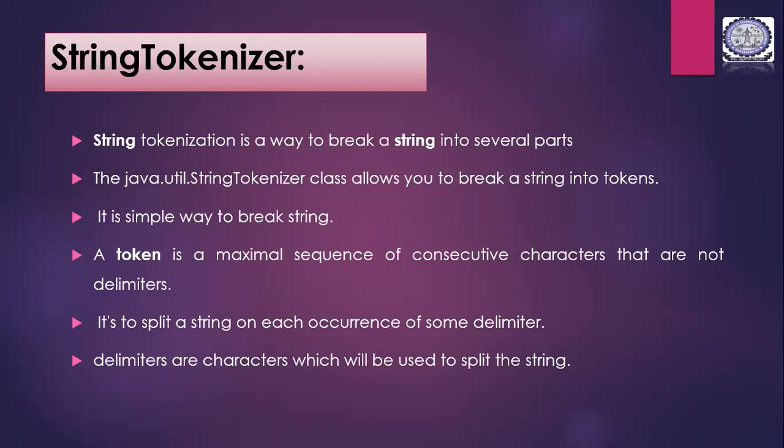It just says that it is a consecutive sequence of characters. So you might have ABCD as one token. You may have NAME, which gives you the meaning, which is nothing but name, as a separate sequence. So these are sequences of characters, and they are not the delimiters. A delimiter is nothing but the character that separates these strings.